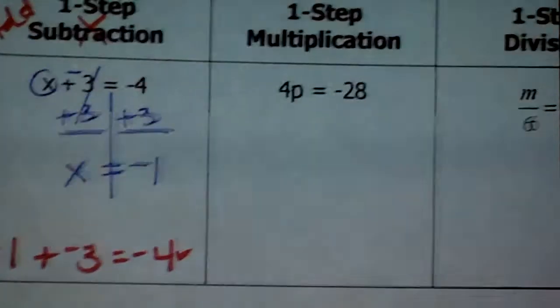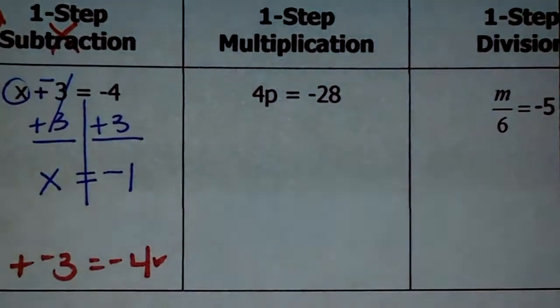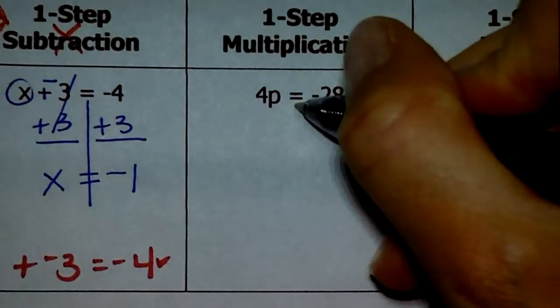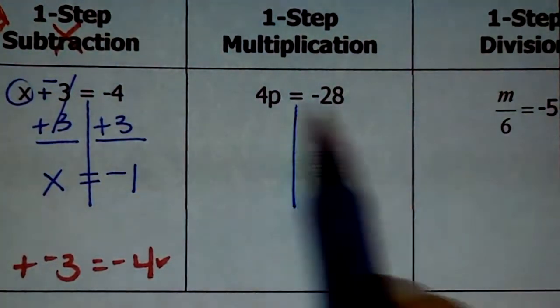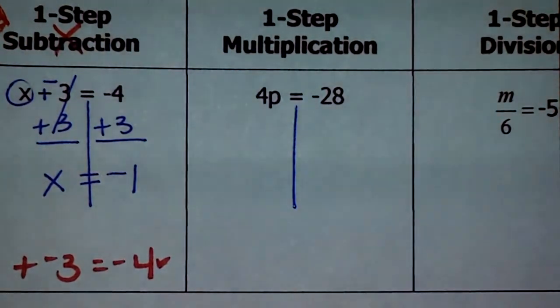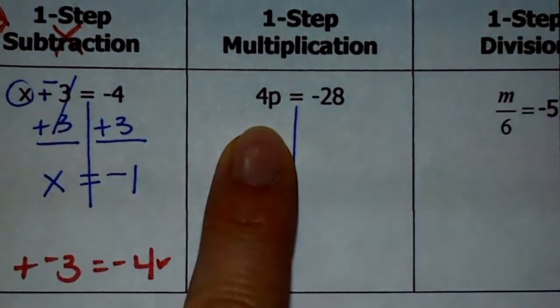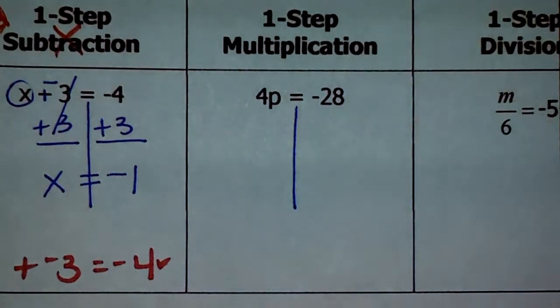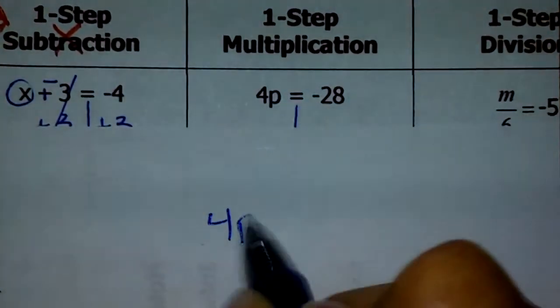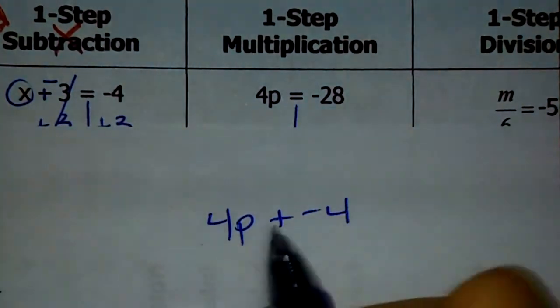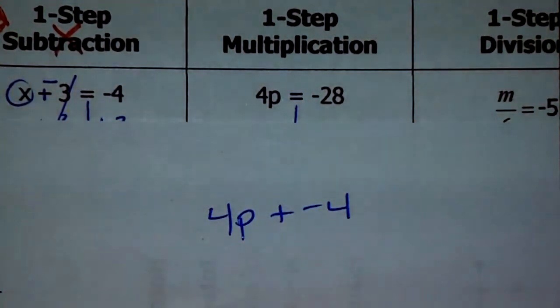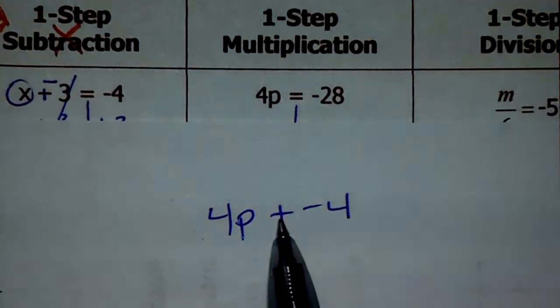Now the one-step multiplication and division equations are a little different here. I'm going to draw my line down. I have 4 times p equals -28. And a lot of people want to add a -4. If you took 4p plus -4 and I asked you to simplify this by combining like terms, would this give you p? Would it get the variable by itself? No, those aren't even like terms. You can't do that. They won't combine.